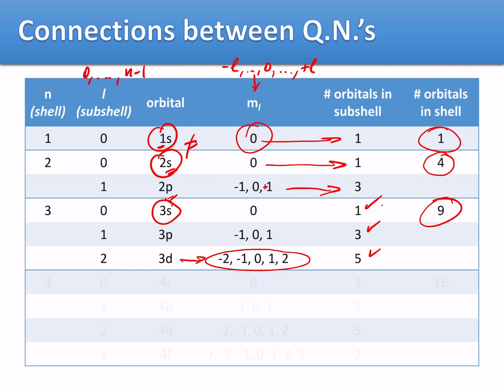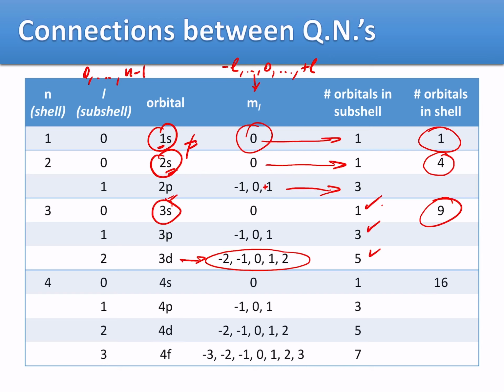And then if you go to 4, it gets more complicated. Now we have 4 values of L, giving you the corresponding orbitals here, the 4s, 4p, 4d, and 4f. Now you have 7 values of ML for L equals 3. You start at -3, going through 0, all the way to 3. That gives you 16 orbitals in that 4th level.